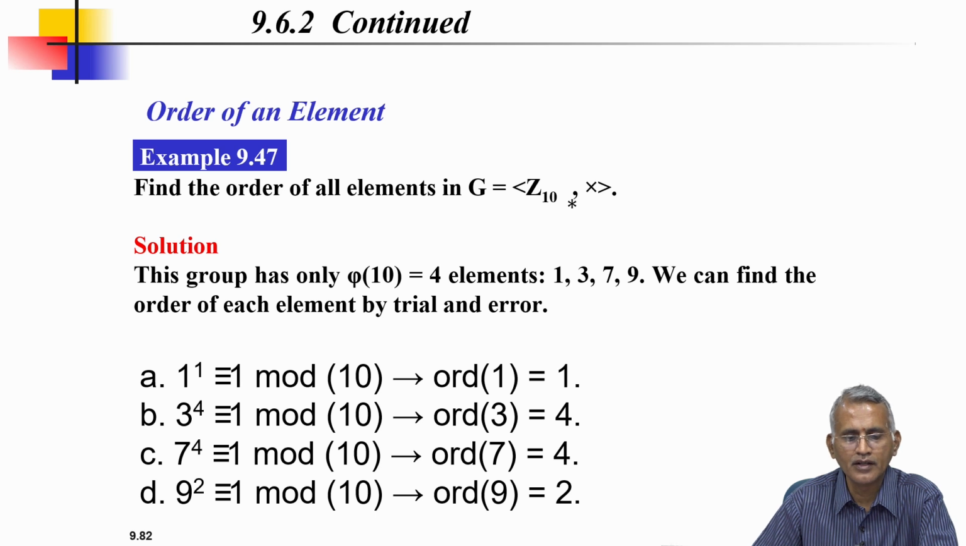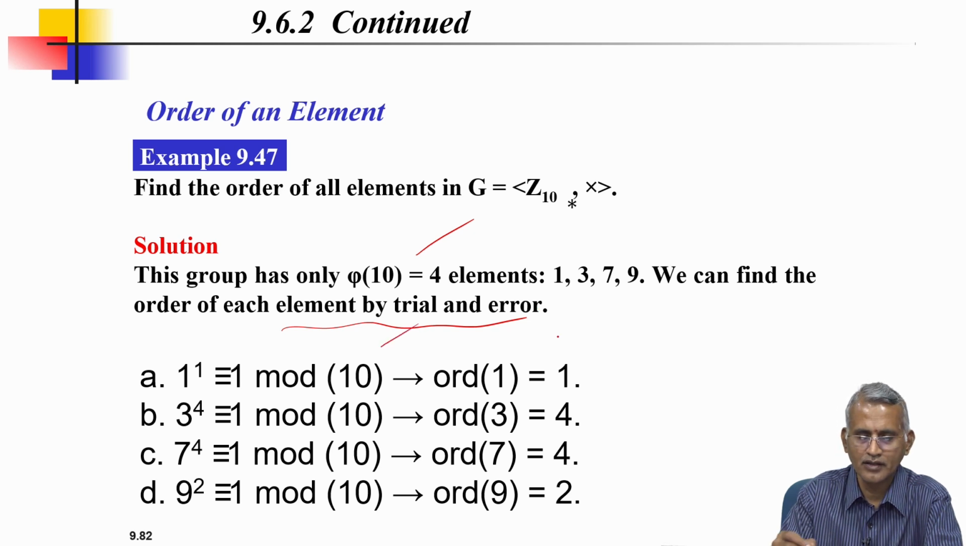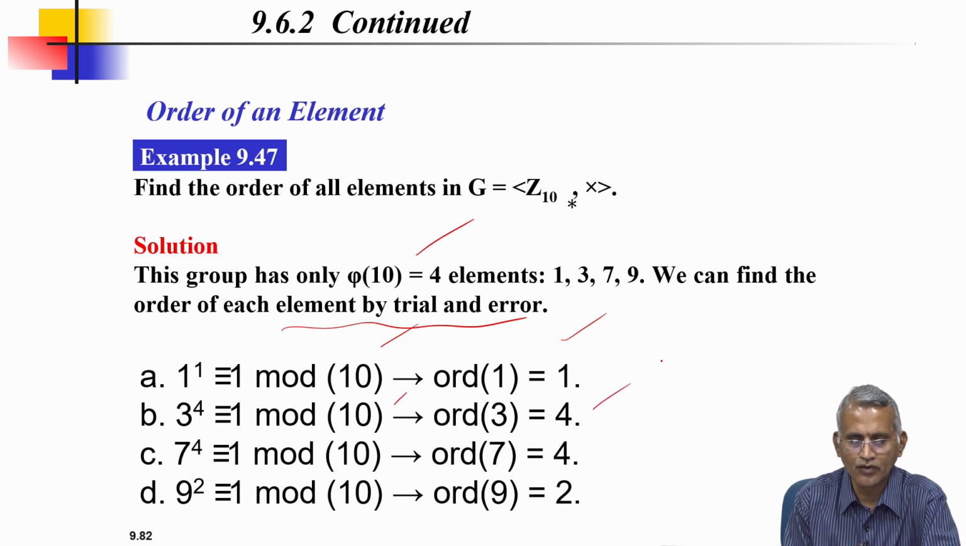Find the order of the elements of the integers modulo 10. So, phi of 10 equals 4 elements. We can find the order of each element by trial and error. Therefore, 1 power 1 is identically equal to 1 under modulo 10, so the order of 1 is 1. 3 power 4 is identically equal to 1 under modulo 10, so the order of 3 is 4. 7 power 4 is identically 1 under modulo 10, therefore the order of 7 is 4. Like that, 9 square is identically equal to 1 under modulo 10, therefore the order of 9 is 2.